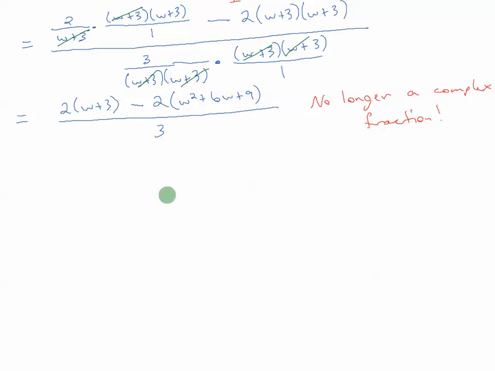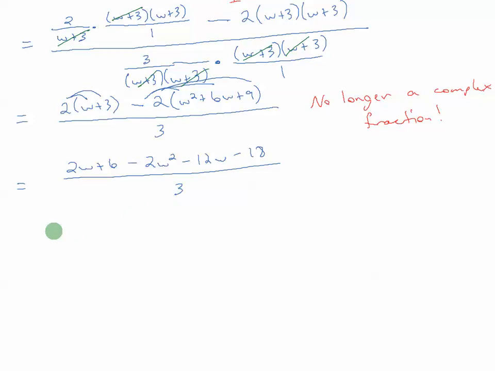I don't have any fractions within the fraction. So now, since the top is not multiplication, it's subtraction, I need to get rid of my parentheses and combine all my like terms to see if this fraction reduces. So I'll distribute my 2, and I'll distribute my negative 2. So I get 2w plus 6 minus 2w squared minus 12w minus 18, all over 3.